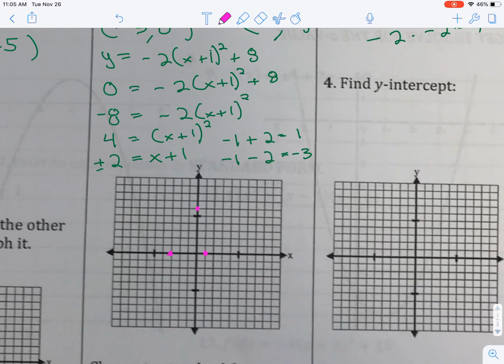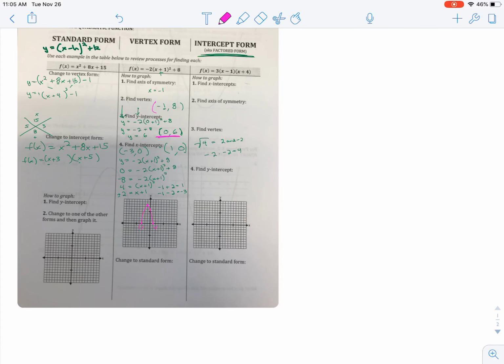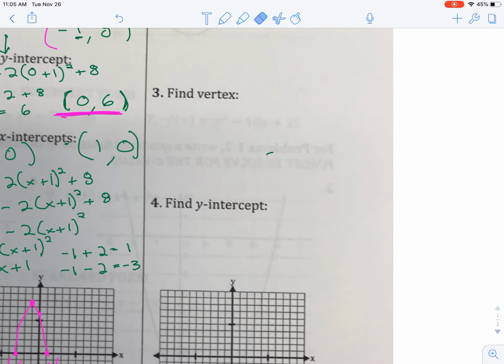So let's see if this looks more symmetrical. If I go 1 left and 8 up, now it's looking like a parabola. And I've done everything, okay? All right, let's do the next one.